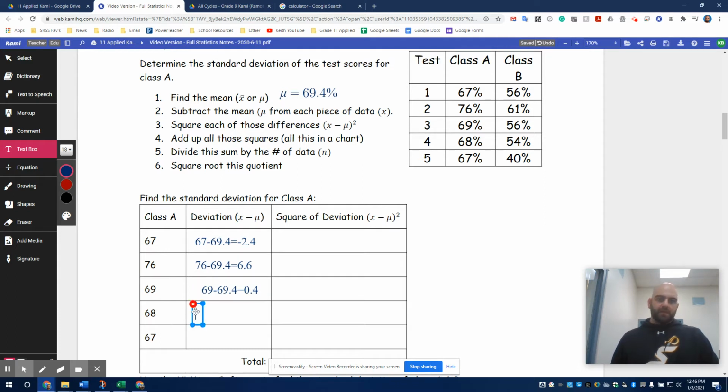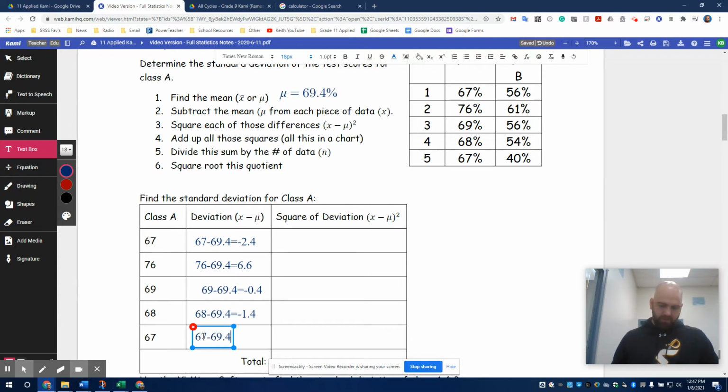Again, you'll notice that 68 minus 69.4, sorry, this is a negative, and this one should be a negative as well. It doesn't make a huge difference later on, but it is math, so we need to make sure that we have negative 2.4. All right, so I start off by subtracting each one.